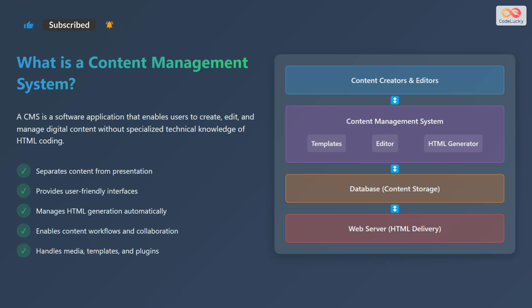Here is a diagram that shows the flow of content through the content management system. At the top, we have content creators and editors, who input the content into the content management system. The content management system has templates, an editor, and an HTML generator. This content is stored in the database, which is then delivered to the web server, which then displays the HTML to the end user.